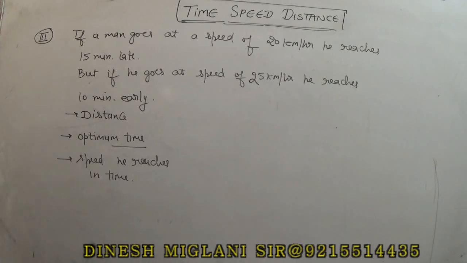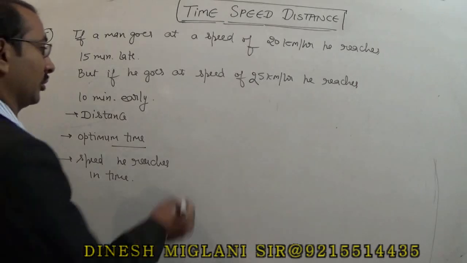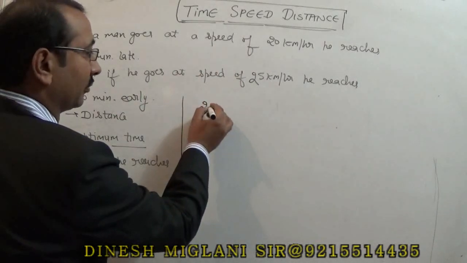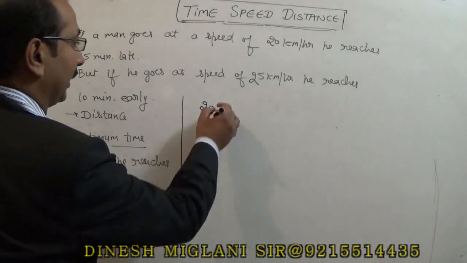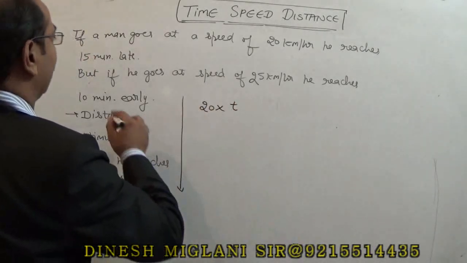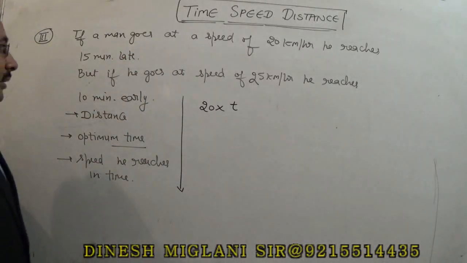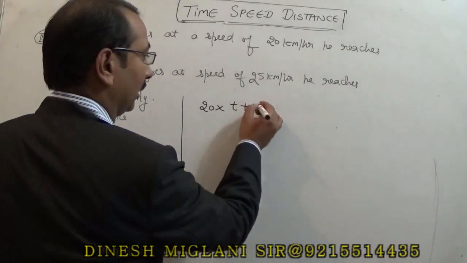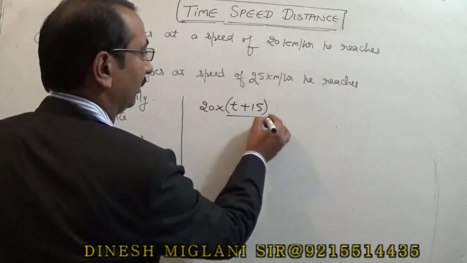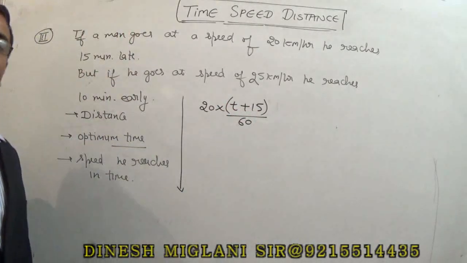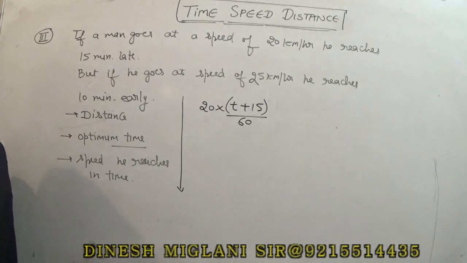Now, for answering this question, you have 2 approaches. The first approach is the very simple equation approach. Here, the speed is already given. So we can say let the speed of the person be 20 and the time taken by the person be t minutes. In this case, he is late by 15 minutes. It means he has taken 15 minutes more, so I have added t plus 15. I have assumed it in minutes and my speed is given in kilometer per hour. So I can say 20 into (t plus 15) upon 60.